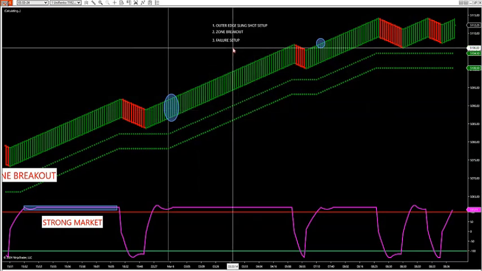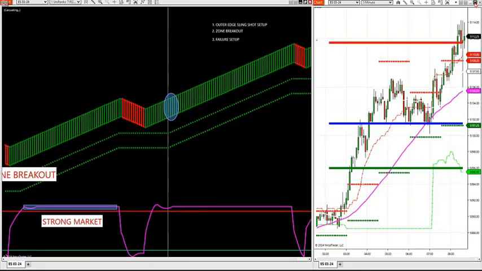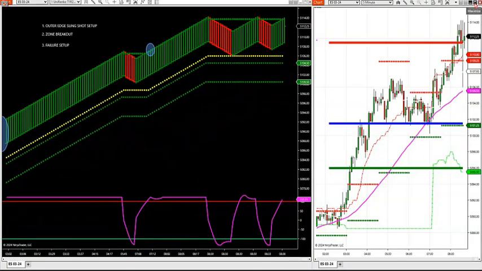So that's the 3 setups we have in the trade room: the outer edge slingshot, the zone breakout, and the failure setup. So those are 3. Now, how do I come up with targets?